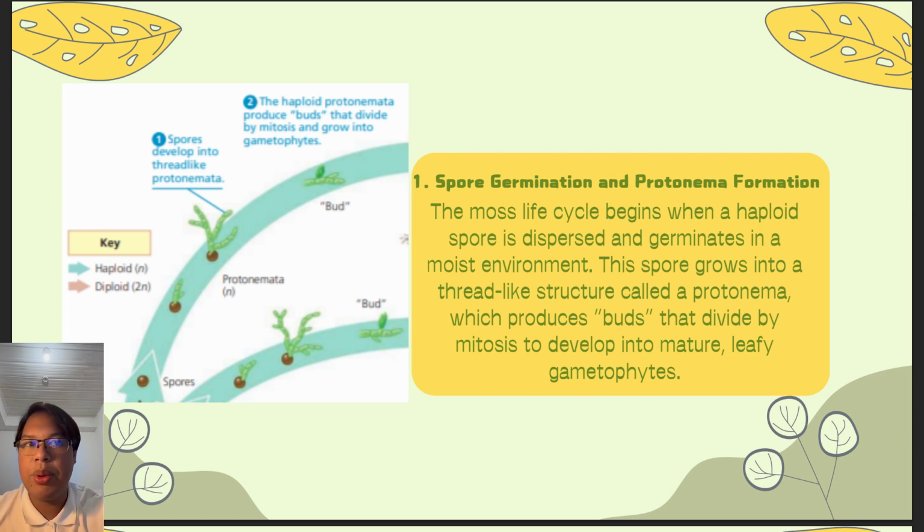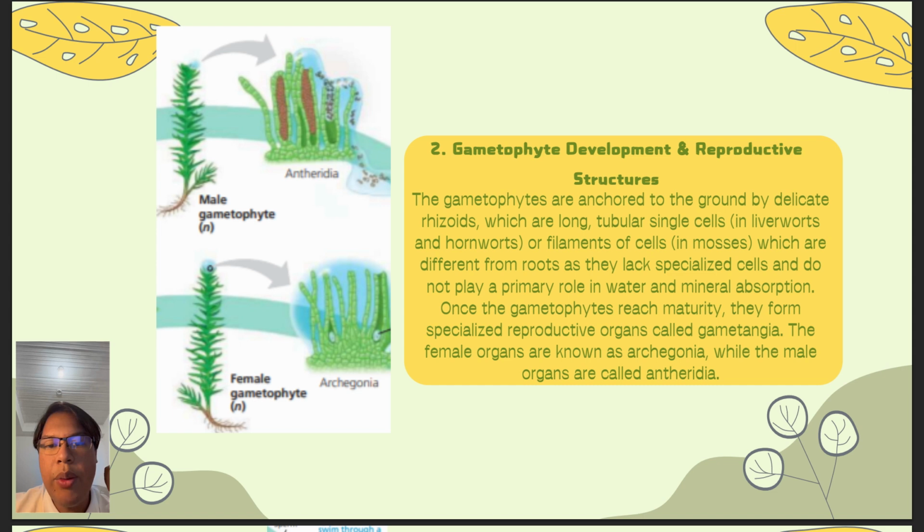This protonema then produces small buds through mitosis, which will develop into the mature moss plant. So now we move on to our second segment, which focuses more on gametophyte development and reproductive structure. These buds grow into leafy gametophytes, which are anchored to the ground by something we call rhizoids.